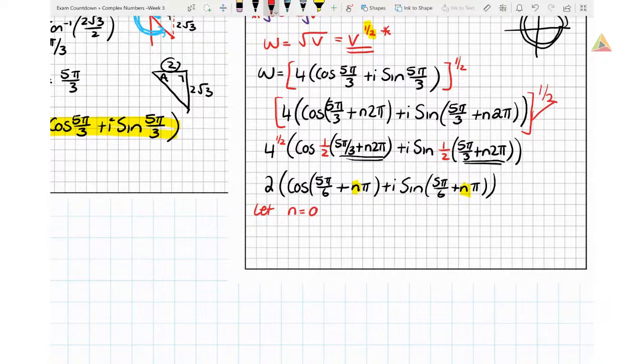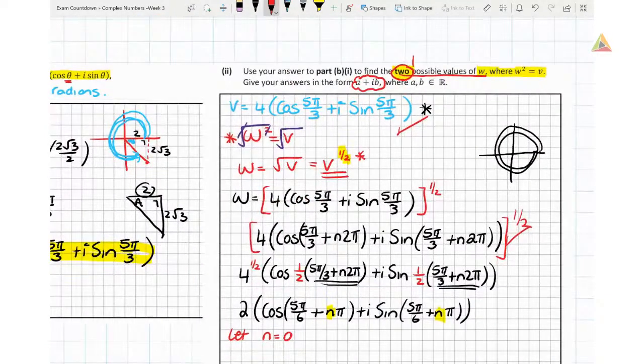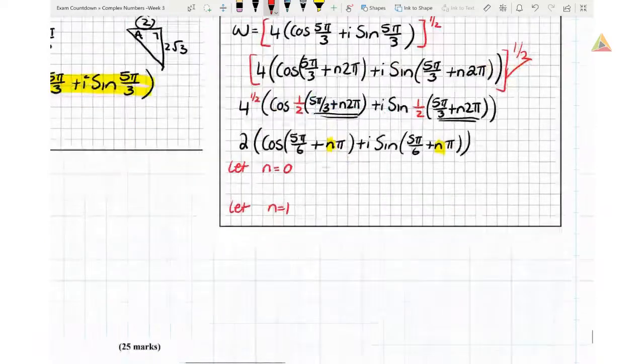And for this question, we will just use 2 values of n. That doesn't mean that we go to 2 for our n values. It means we use 2 values of n. So we're going to let n equals 0 because we always start with 0, and n equals 1. That's going to give us our 2 answers.